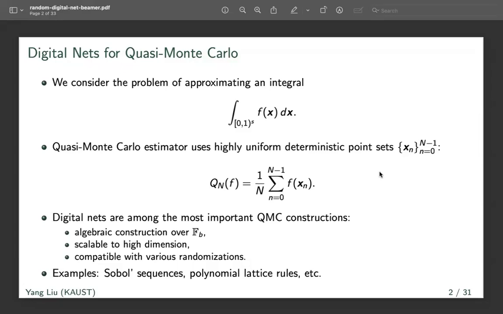Among the many quadratures in Quasi-Monte Carlo, today we'll talk about the digital nets. It allows an algebraic construction over this finite field F_b. It's possible to scale to high dimensions, and it's also compatible with various methods of randomization. So some examples of digital nets include the Sobol sequence, polynomial lattice rules, and so on.